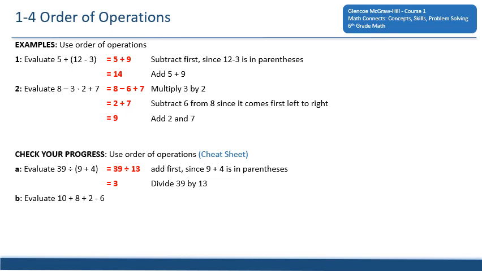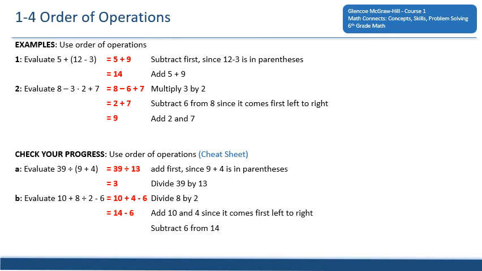Evaluate 10 plus 8 divided by 2 minus 6. So we're going to divide 8 by 2 because multiplication and division come before addition and subtraction. 10 plus 4 minus 6. Add 10 and 4 since it comes first, left to right. 14 minus 6. Subtract 6 from 14. You get 8.